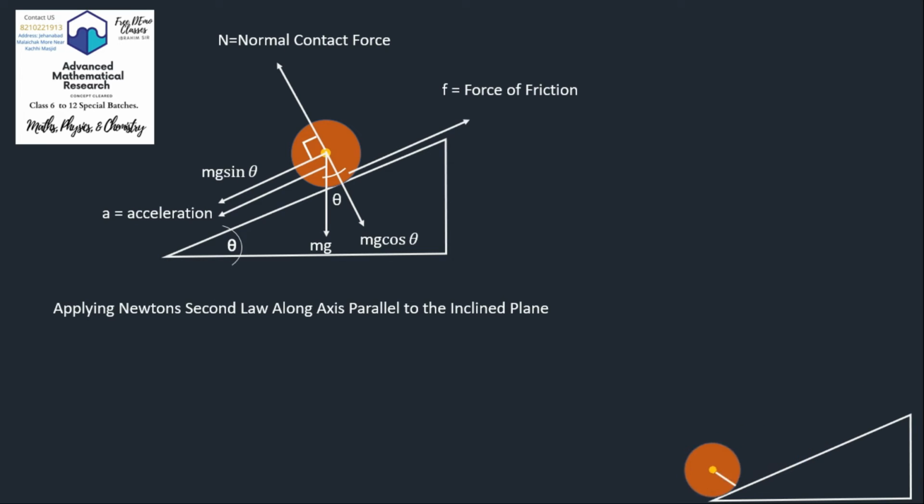Now applying Newton's second law along the axis parallel to the inclined plane. Newton's second law of motion says the sum of all the forces must be equal to mass times acceleration. So what are the forces acting along the inclined plane? mg sin theta is considered positive, because we are taking its direction as positive. So mg sin theta, and the force of friction is in the negative direction, so minus f, and that must be equal to mass times the acceleration of the center of mass. That is equation 1.